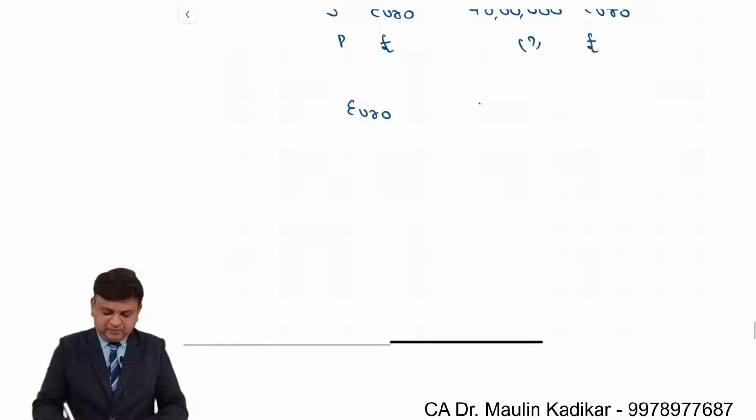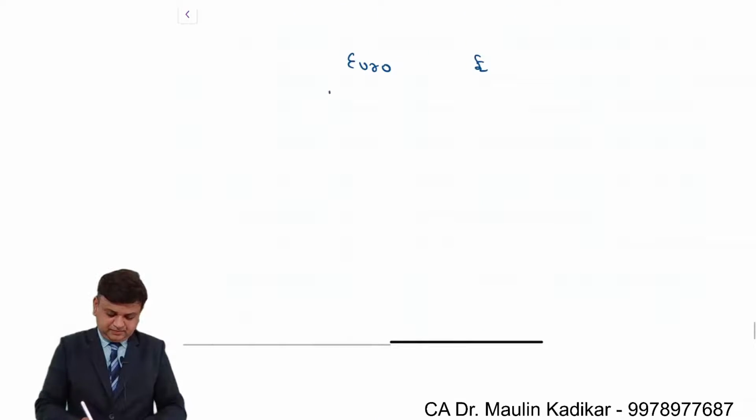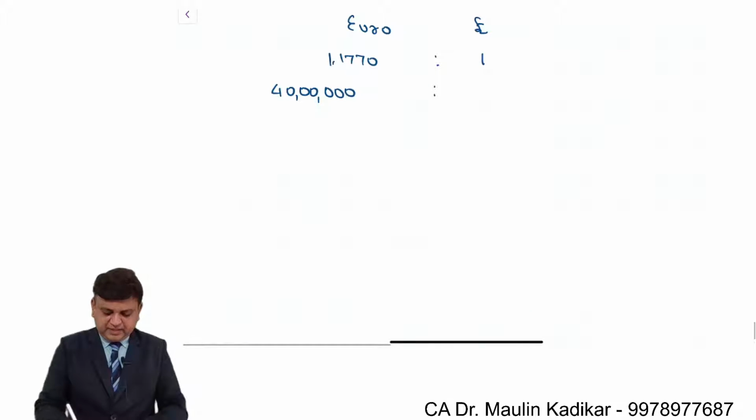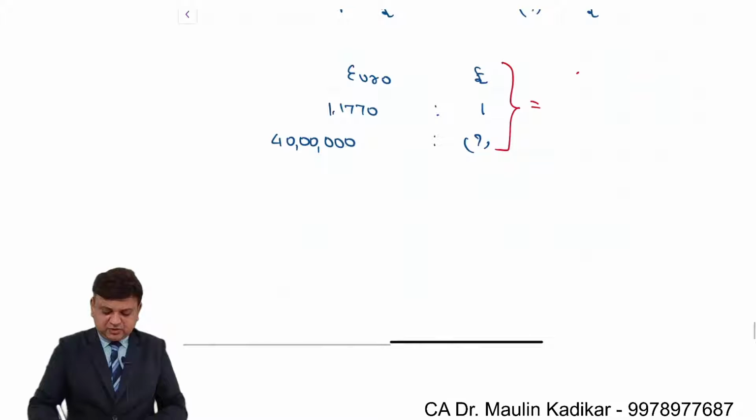So it is euro and pound, 1.1770 euro is equal to 1 pound. So for 40 lakhs euro, it is this amount of the pound. So what will happen? It is 40 lakhs into 1, that is going to remain 40 lakhs only, divided by 1.1770.